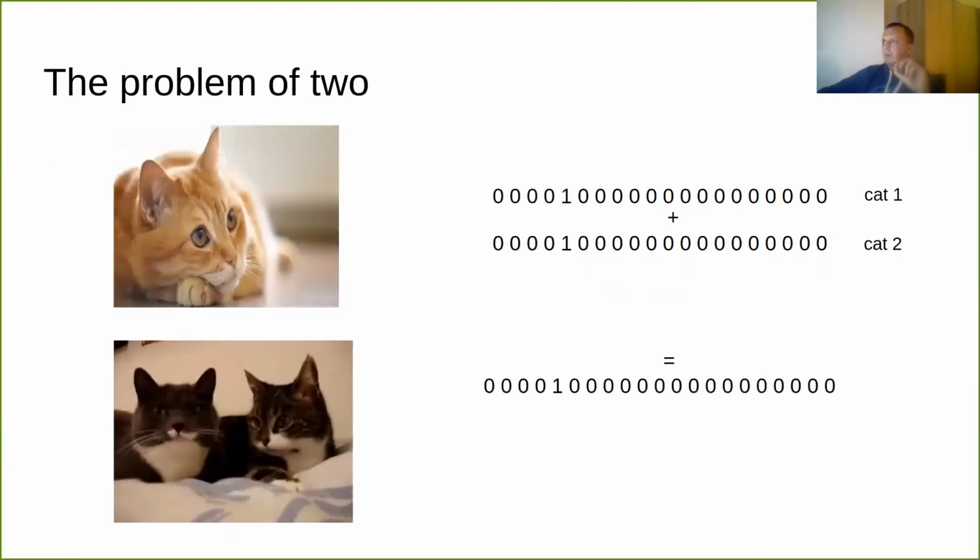And this problem has several aspects. So, for example, one of the aspects is known as the problem of two. So let's say that I represent features as numeric vectors, as they are represented in connectionism, of course. So I have a numeric vector, for example, which represents a cat.